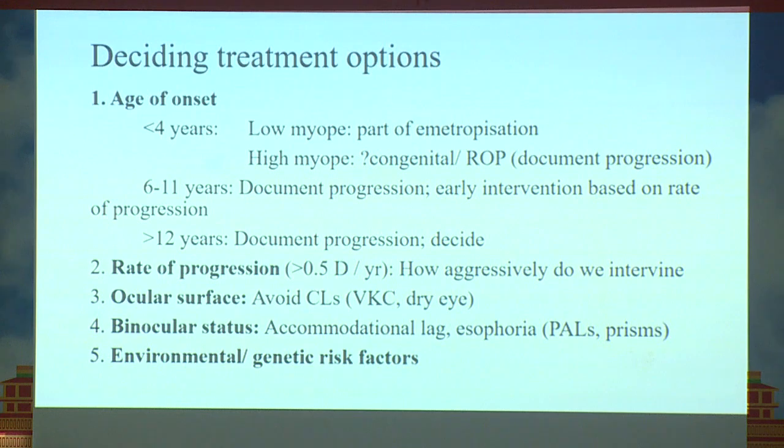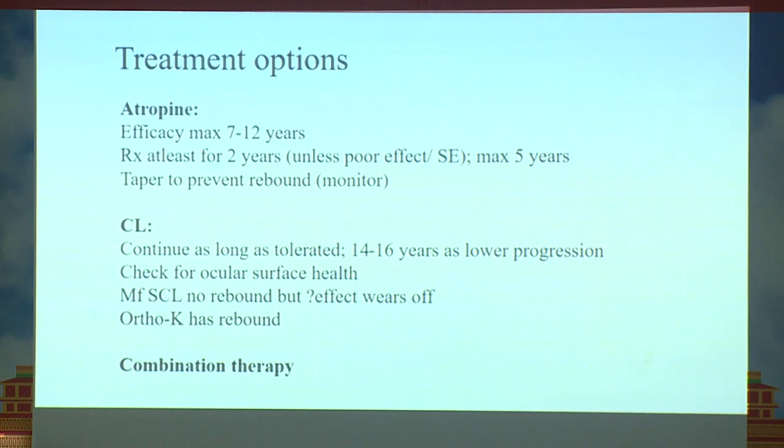Finally, deciding options: very small children, make sure it's progressive. It may just be part of their congenital myopia or part of ROP or a preterm birth. Low myopes may be part of emmetropization and may not require intervention. 6 to 11 years is our key area of intervention, because after 12 to 13 years, although again this knowledge is changing, we expect their progression to actually level off on their own. So again, the rest of the things I've talked about: ocular surface, binocular status, and of course identify genetic factors.